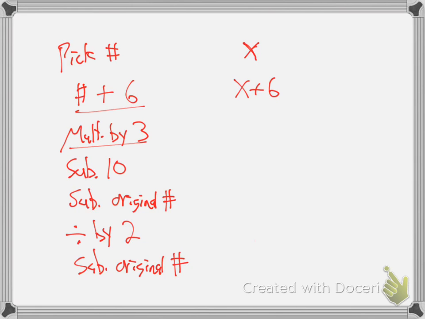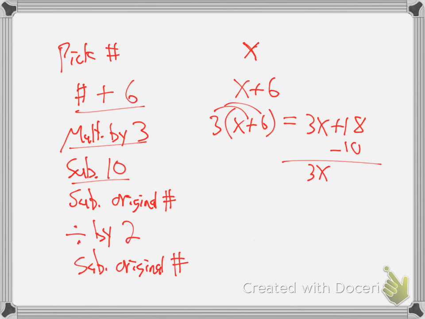Then I said, multiply by 3. So that means 3 times. Now, in my head I distributed, and I thought they really have 3x plus 18 right now. Right? And then I said, subtract 10. So subtract 10 from this, and I thought, okay, they all have 3x plus 8 now. And then I said, subtract your original number. What's your original number? x. Subtract x. 2x plus 8 is what I thought now.